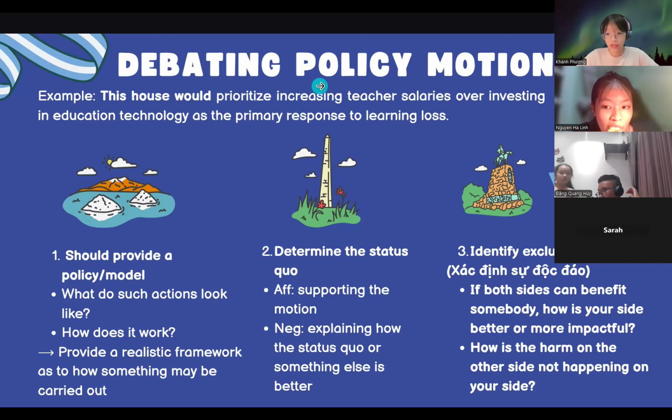Like how will it look like? For example, I will give the example on the screen, that motion. If I am the affirmative and I say, oh, we would increase teacher salary, then how will it look like?